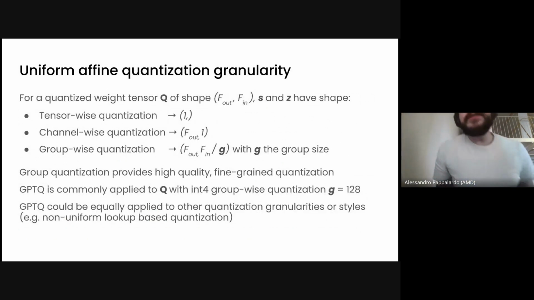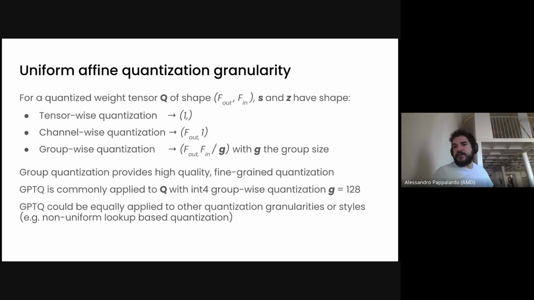And talking about granularity, and then wrapping it back to my point on GPTQ, the idea is that you can have different degrees of granularity for scales and 0 points. The bigger the scale and 0 point are in terms of tensor rank, the more fine-grained your quantization is, so the higher the quality of your quantization. At the same time, you also pay a higher cost in terms of potentially storage and compute.